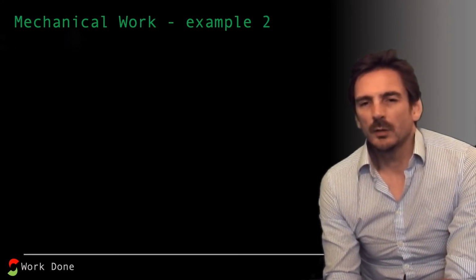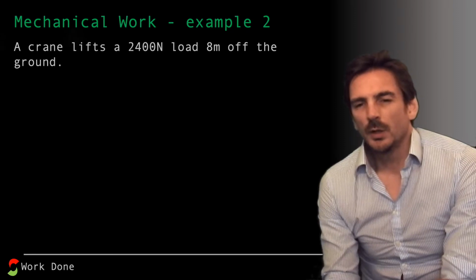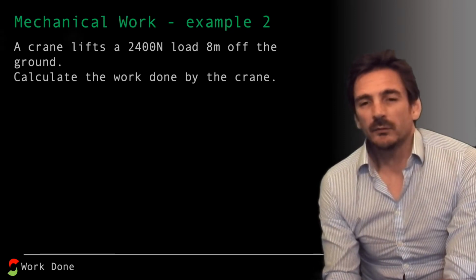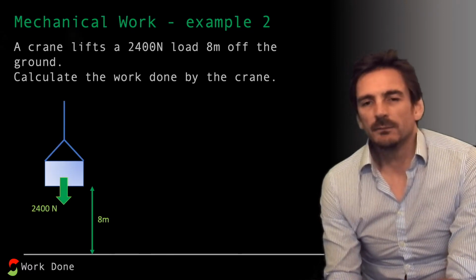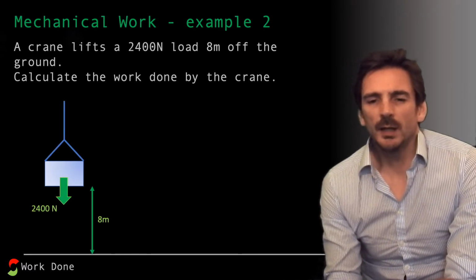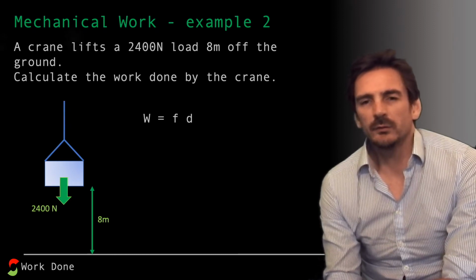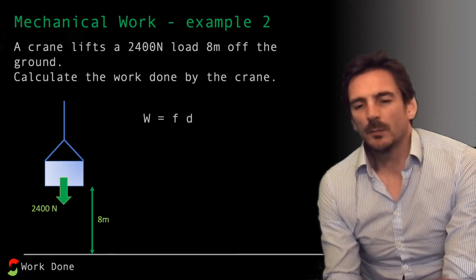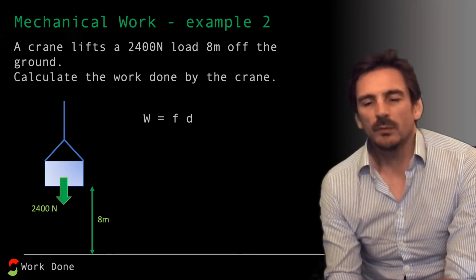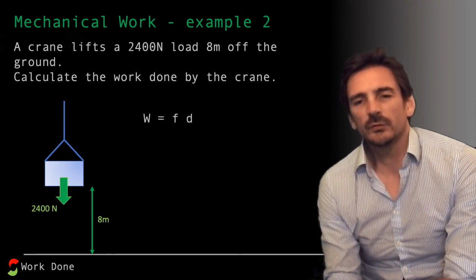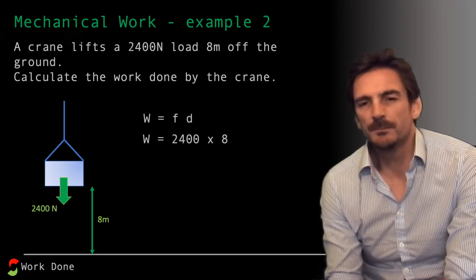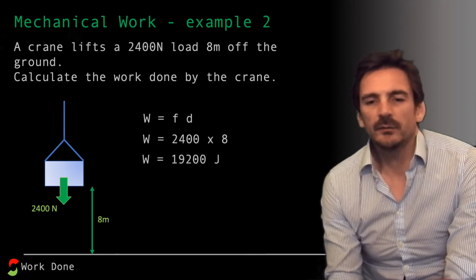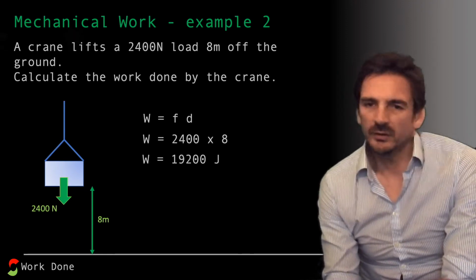Let's have a look at another example. In this example, we're going to be looking at a crane. So instead of moving something horizontally, we're going to be moving something vertically. And again, the first thing that we do is write the equation down. We've got to, at the back of our minds, think about distance moved in the direction of the force. So if we look here, we've got a vertical force, and we've also got a vertical distance, so everything's okay. So we can substitute those two values in, plug those into our calculator, and we get a large-ish number.